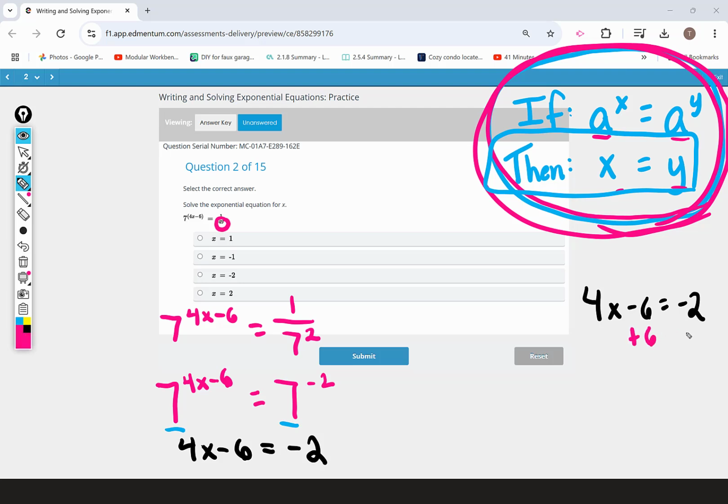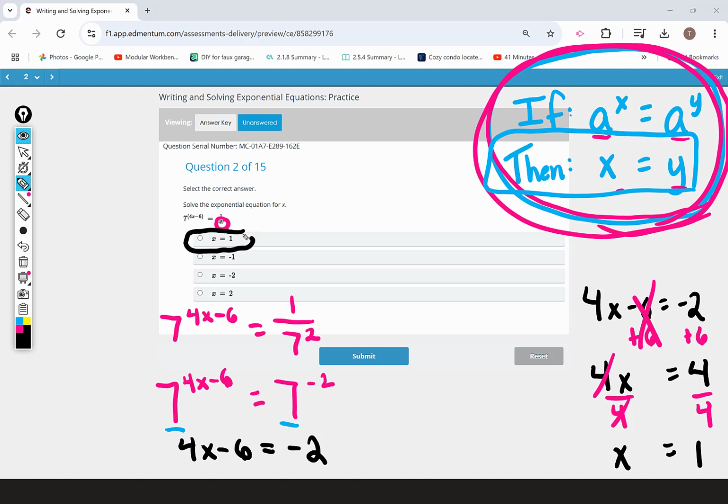Now we're going to add 6 to both sides. -6 plus 6 is 0, so it cancels out. -2 plus 6 is 4. And then finally, we're going to divide both sides by 4. 4 divided by 4 is just 1. So we're left with 1x on the left side. 4 divided by 4 is also 1. So x equals 1.